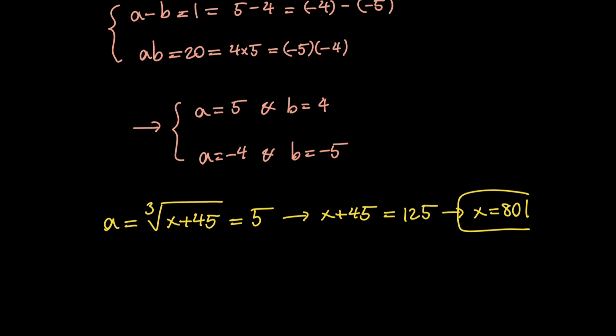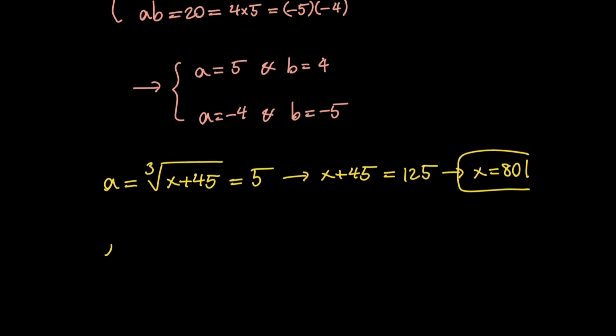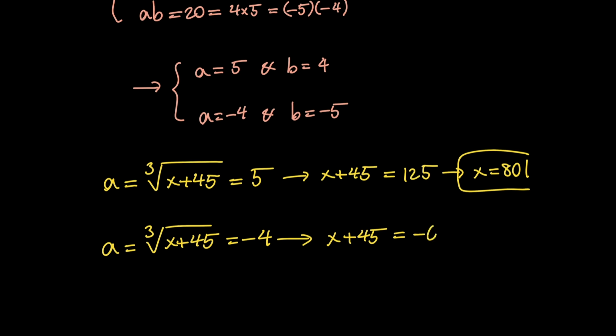In the second scenario, where a equals -4, we're going to have a equals the cube root of x plus 45 equals -4. Then if I cube both sides, I will have x plus 45 equals -4 cubed, which is going to be -64. And from this, I will have x equals -109. Great, so we solved for the two values of x, and this brings us to the end of the first method.